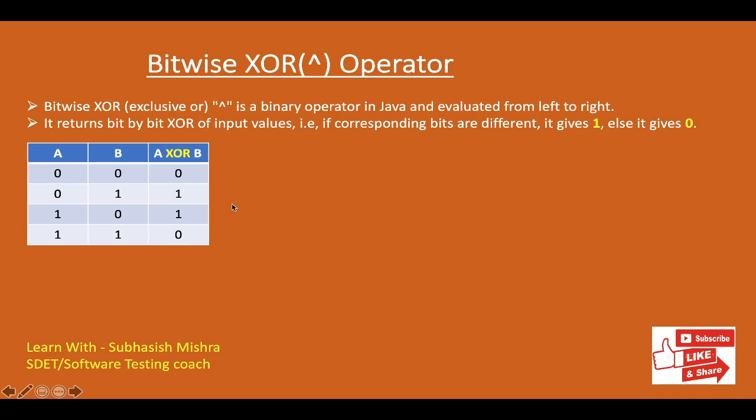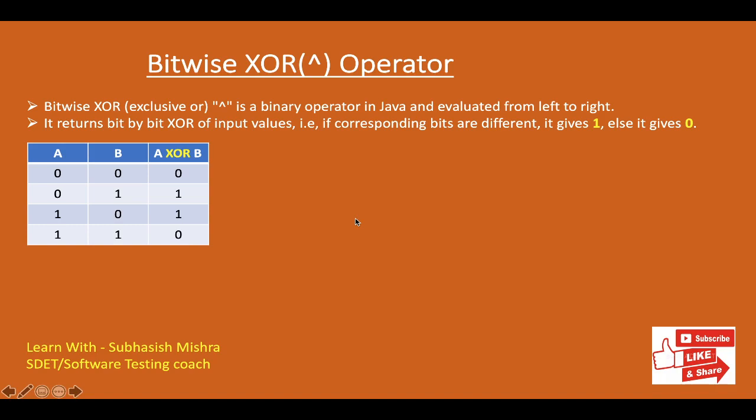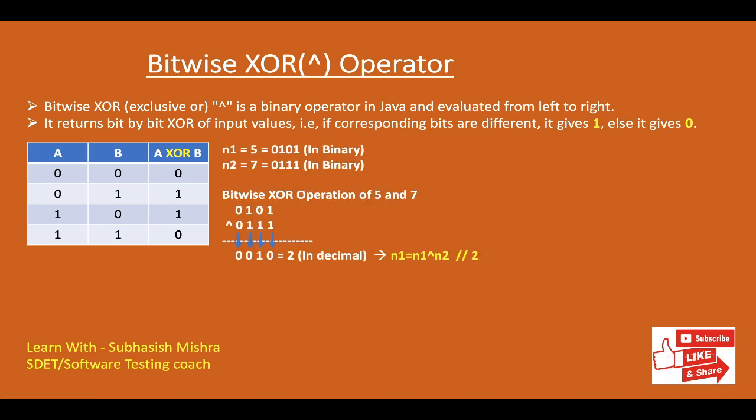So what we are telling in our code, first we want to do n1 and n2. What is n1 value? n1 value is 5. Then we are doing XOR operator with 7. But first you need to convert this 5 to a binary value. How we can do that? So here you are seeing I have given 5 binary value equal to 0101.